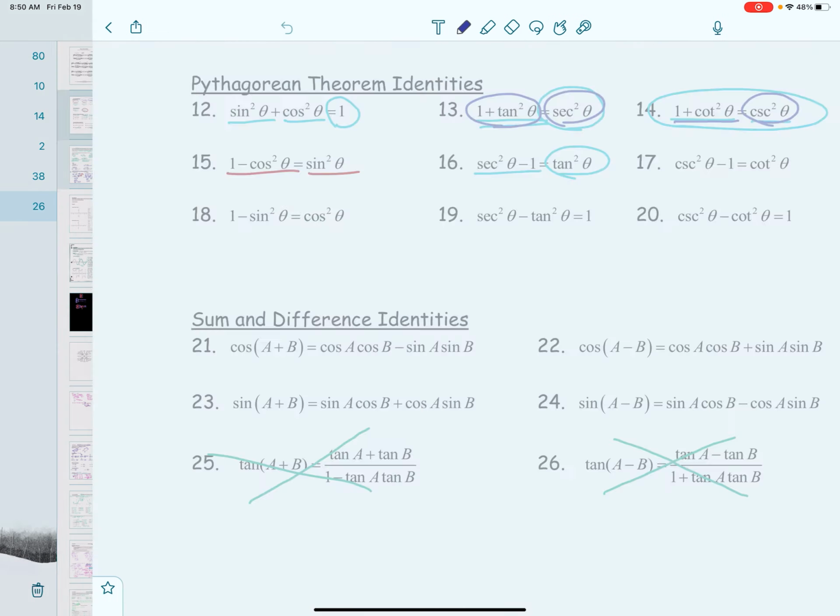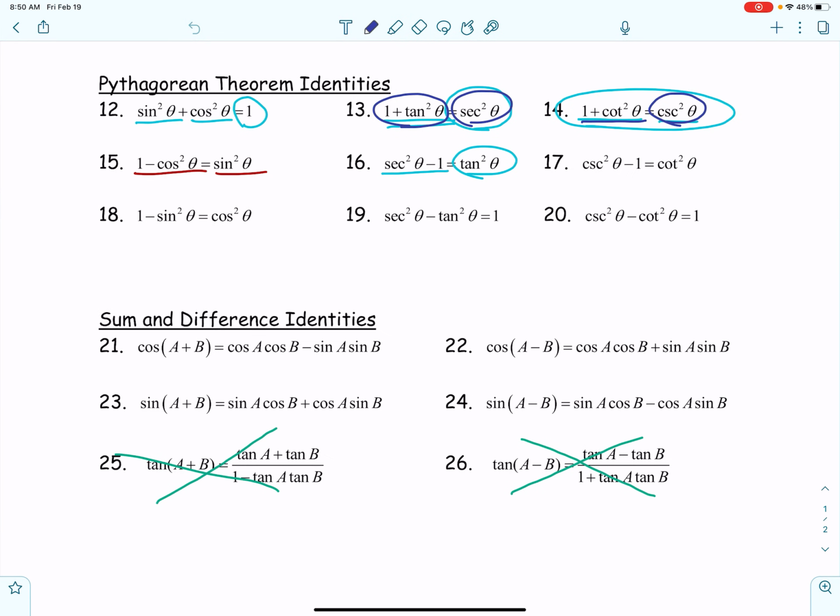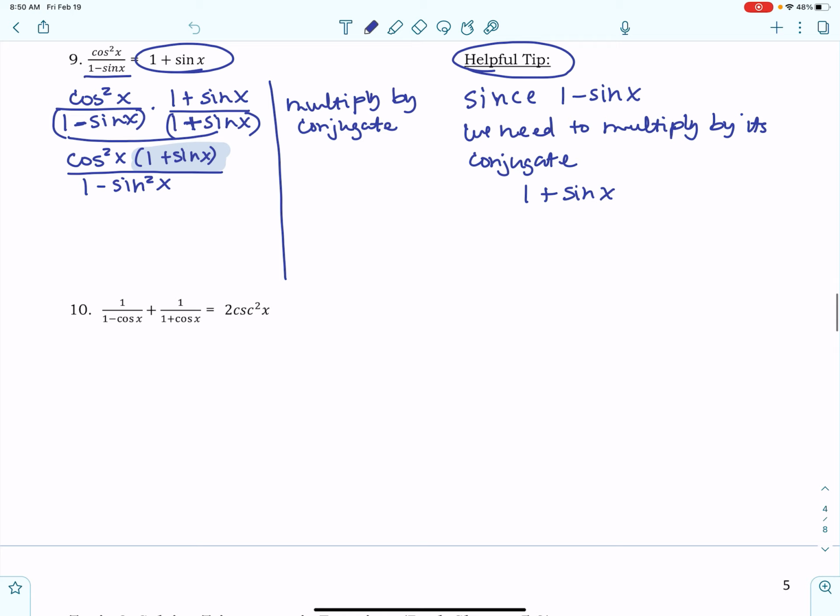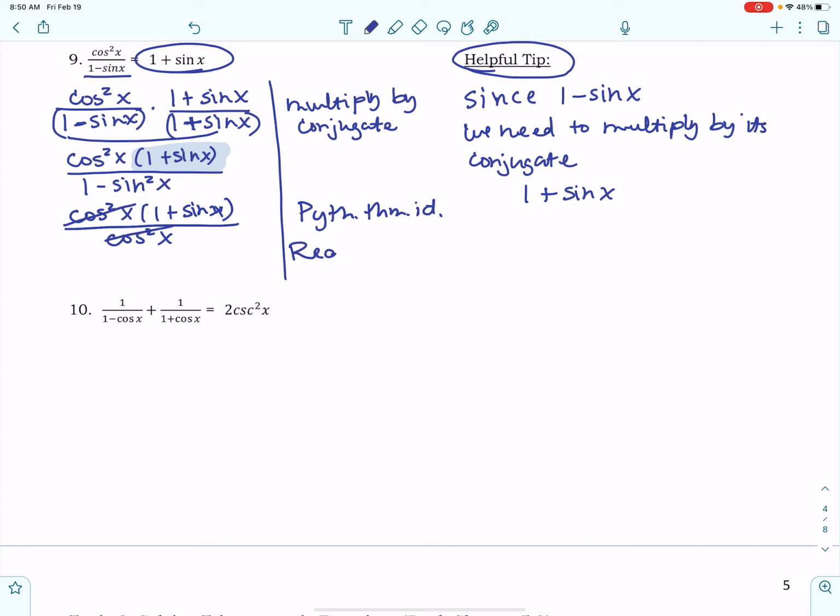Well, if you'll recall from your identities page, again, I know that 1 minus sine squared theta equals cosine squared theta. So that is going to help us. So I am going to replace that with cosine squared x. And of course, that is just my Pythagorean theorem identity. And then I just reduce. And I have exactly what I need.